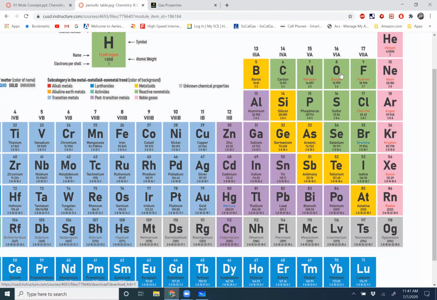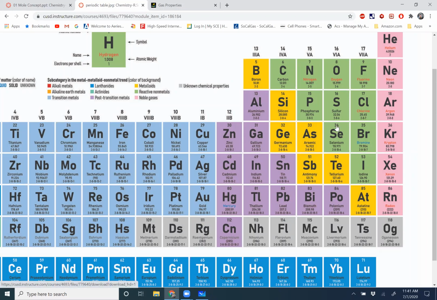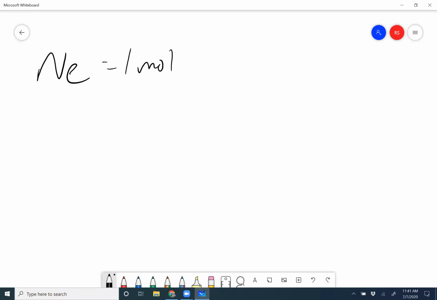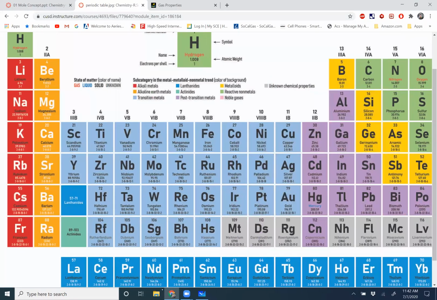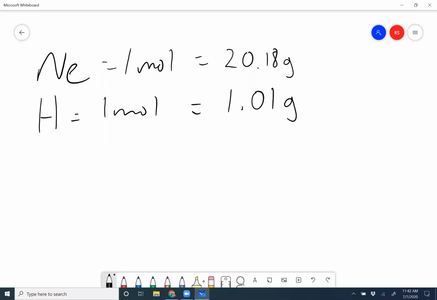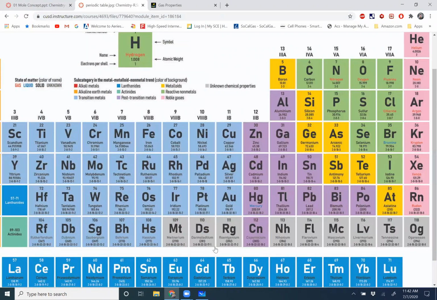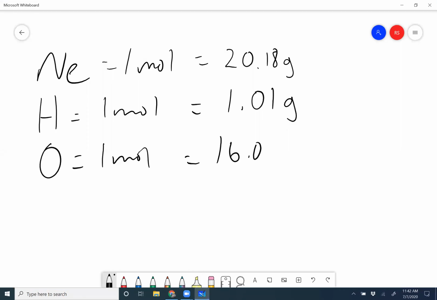So if we have, for instance, oxygen gas, well, oxygen gas is O2, so we'll have 2 times this mass. And now if we have, for instance, neon, we just go to our table here. Neon says that it weighs 20.18. So if we have 1 mole of neon, we have 20.18 grams of neon. Hydrogen by itself is 1.008. We'll just round that to 1 gram per mole. If we have 1 mole of oxygen, that is 15.9999. So let's just call that 16 grams.